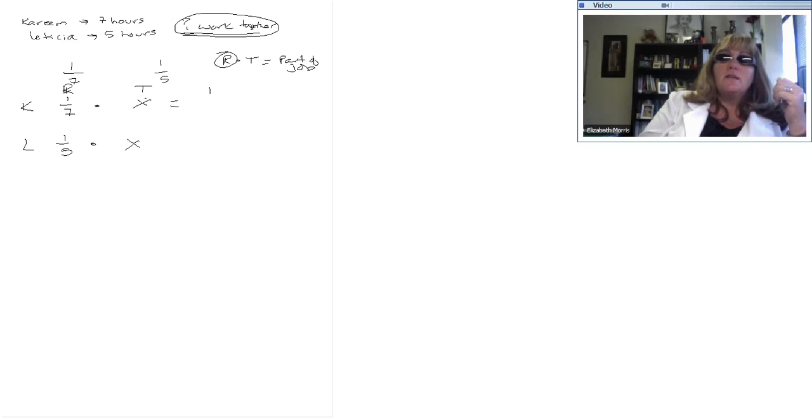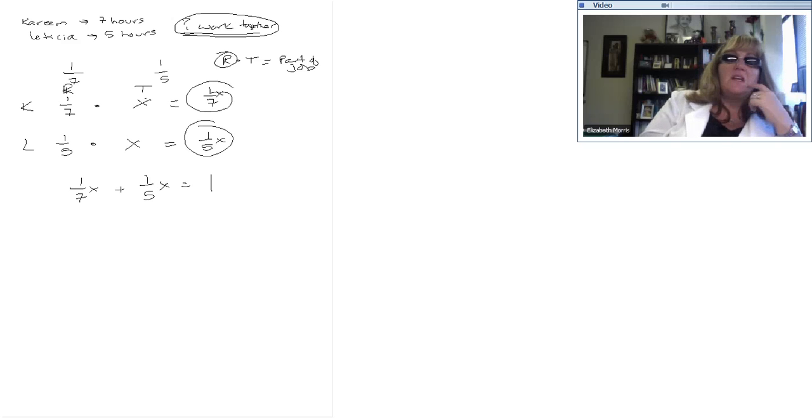So you get 1/7 x, and you get 1/5 x. Now, what you do is you take both of these fractional pieces and you add them together to equal one whole job. He does 1/7 of the job, she does 1/5 of the job. How long will it take for them combined to do one whole job?